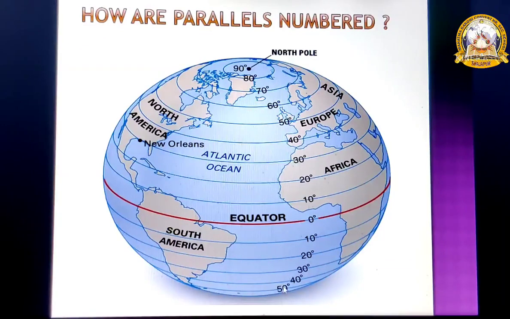The parallels are drawn at an interval of 1°. 1, 2, 3, 4, 5, 6, 7, 8, 9, 10. From 0 to 10, then 10 to 20. So there are 90 parallels above the equator and 90 parallels below the equator. Therefore, there are 181 parallels in all, including the equator. Including the equator, how many parallels are there? 181 parallels. Okay.